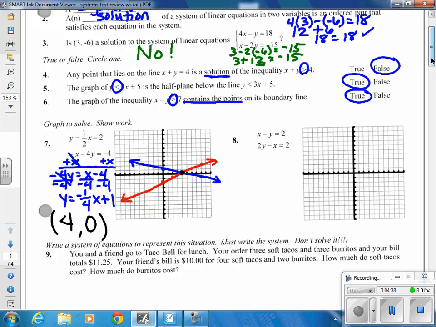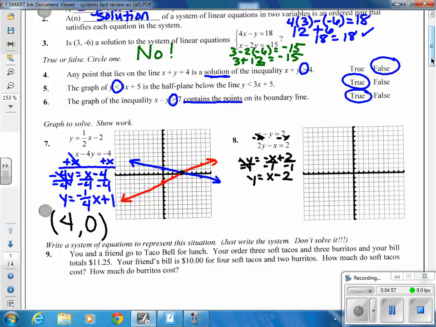For number 8, same thing. We need to get y-intercept form first before we can graph anything. So for the first equation, I'm going to subtract x from both sides. So now I've got -y equals -x plus 2. I want to divide by -1 to everybody, and that gives me y equals x minus 2.